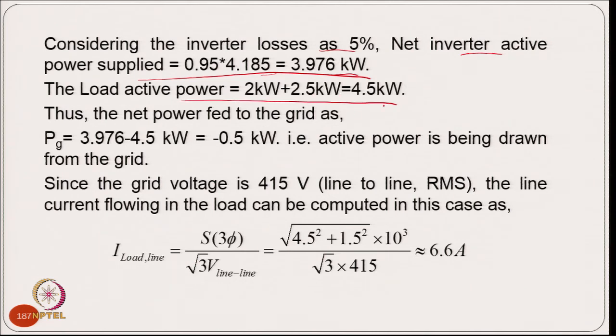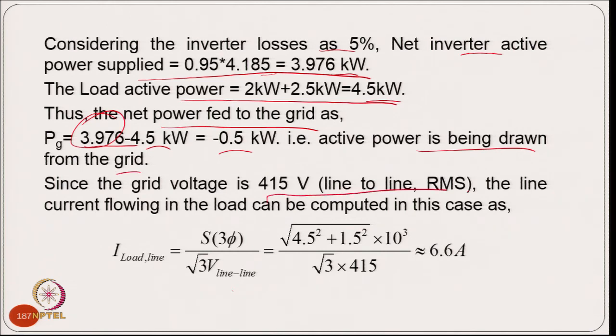2 kilowatt plus 2.5 kilowatt, so it is 4.5 kilowatt. So, net power fed to the grid is typically the solar power minus the load power. So, it is minus 0.5, that is, 0.5 kilowatt of active power is being drawn from the grid.